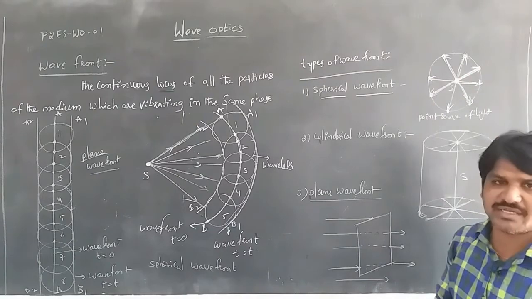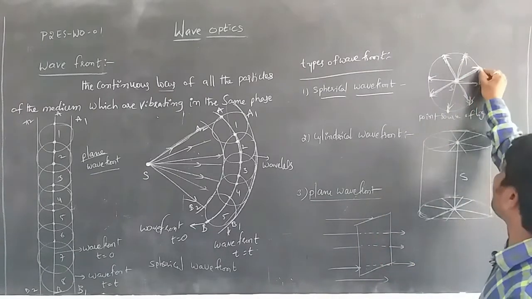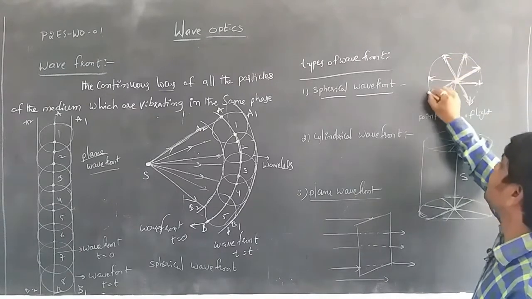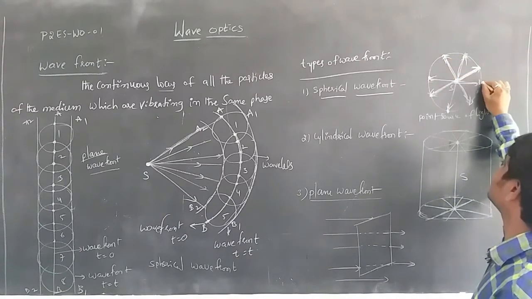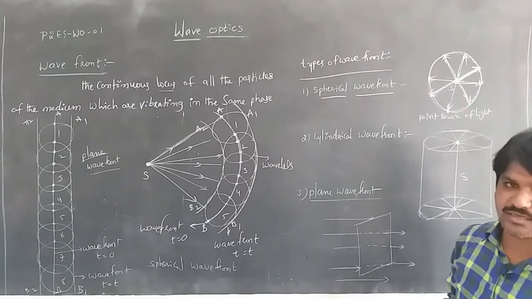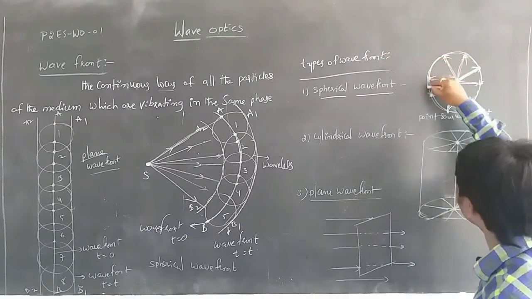vibrating in the same pace. The points that are vibrating are at equal distances from the source, with all the particles having that equal distance. That's why we can say that they are vibrating in the same pace. That is called the wavefront.